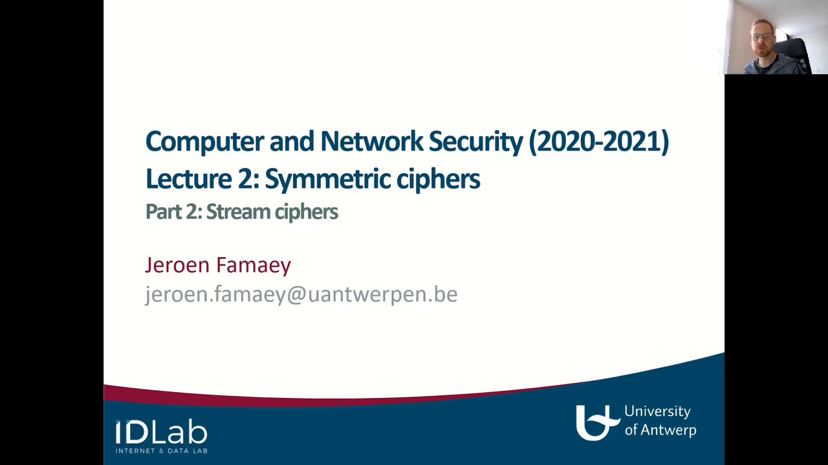In this video on symmetric ciphers, I will talk about stream ciphers. Stream ciphers are a type of symmetric cipher that encrypts element per element. An element could be a bit, a byte, or a letter in the alphabet. We've already seen some examples of stream ciphers in previous videos. We've talked about the Vigenère cipher, which encrypts letter per letter, or the one-time pad, which encrypts bit per bit.